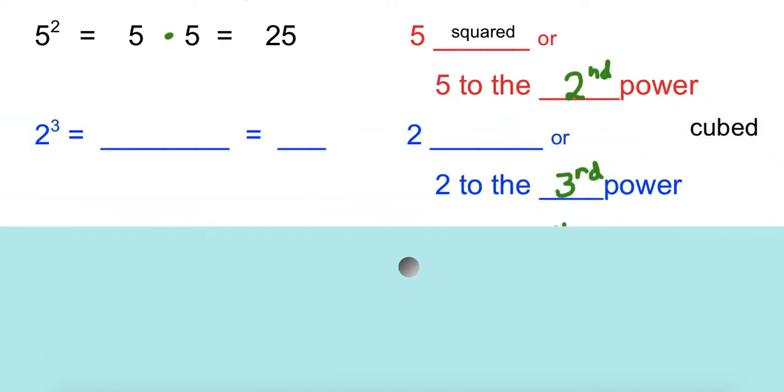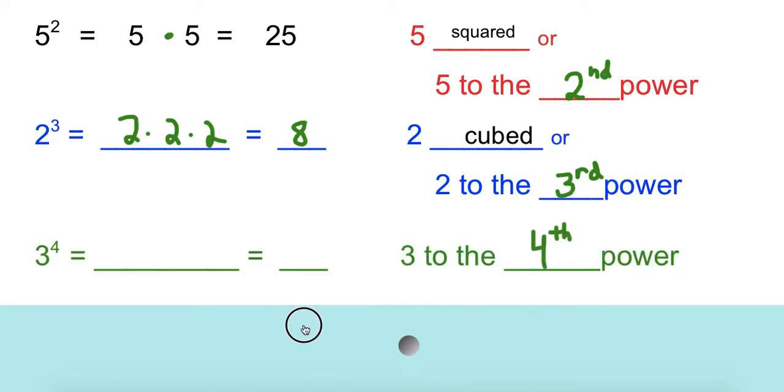The next one says 2 cubed, or 2 to the third power. The base is 2, so it's 2 times 2 times 2. And we're going to remember that that one is 2 times 2, which is 4, times 2, which is 8. So 2 to the third power, or 2 cubed, is 8.